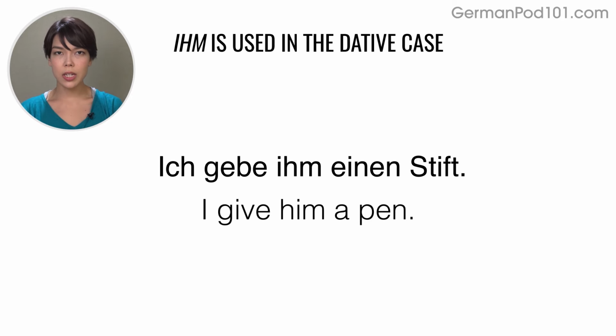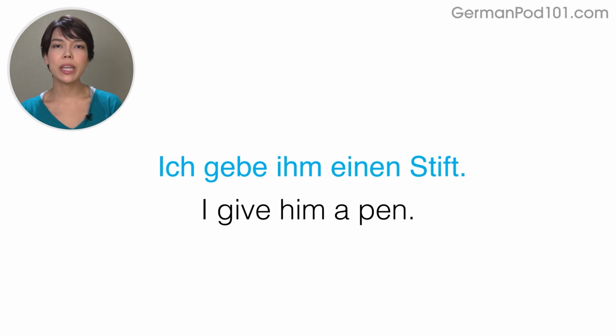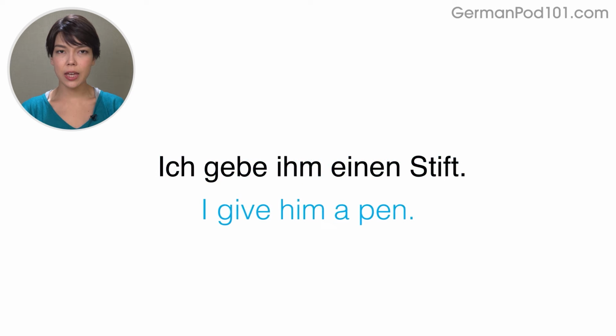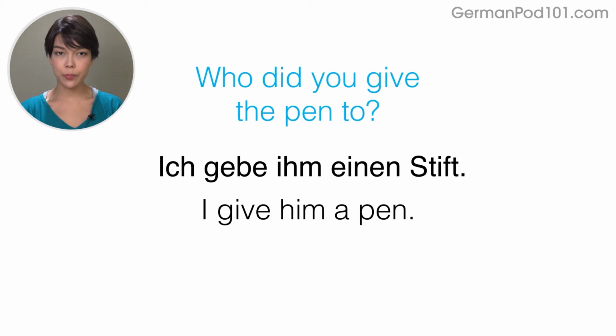Ihm is used in the dative case, which means it's supposed to mark the indirect object. For example, "Ich gebe ihm einen Stift," meaning I give him a pen. Here, ihm answers the question, who did you give the pen to? Let's do some more examples so you can learn how to use ihn and ihm correctly.